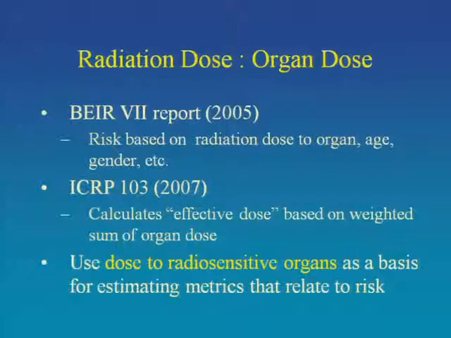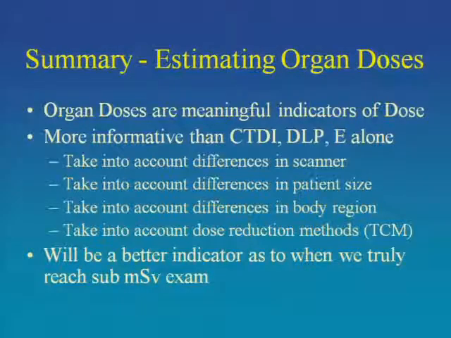Okay. Again, I submit that organ dose is the building block for things like BEIR VII risk estimates and effective dose estimates, but they all use dose to radiosensitive organs. So I submit that's a path that we should be pursuing. I think they're meaningful indicators of dose. I think they're more informative than CTDI, DLP, and effective dose alone.